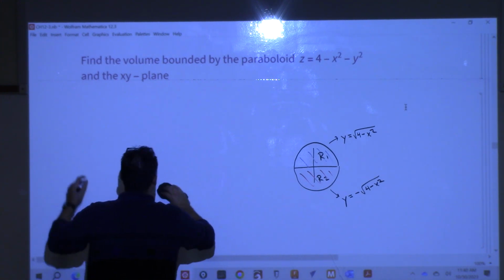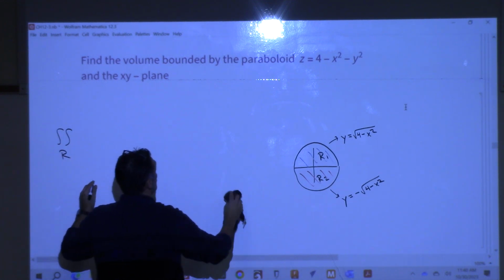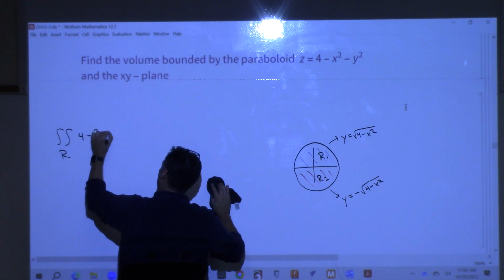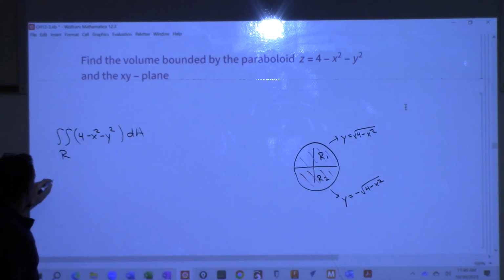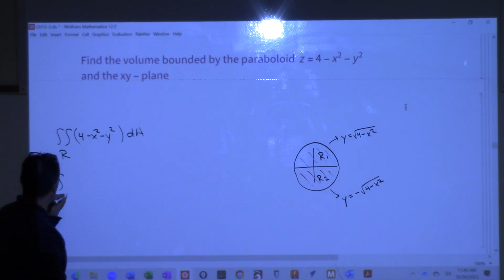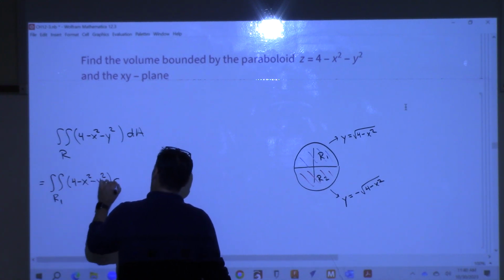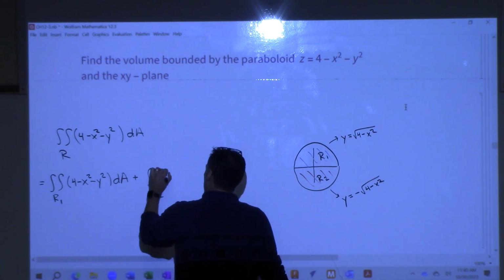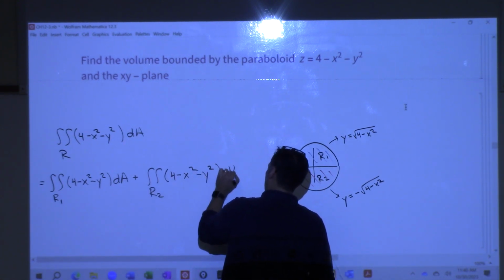If I wanted the double integral over the whole region, let's call it R, of 4 minus x squared minus y squared with respect to area, I would have to break this into first the double integral over R1 of 4 minus x squared minus y squared dA, plus the double integral over R2 of 4 minus x squared minus y squared dA, right?